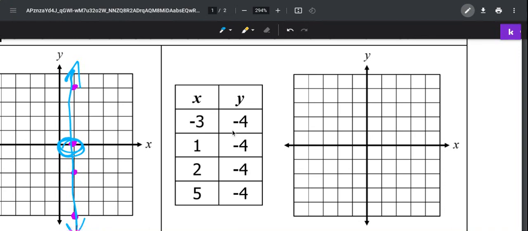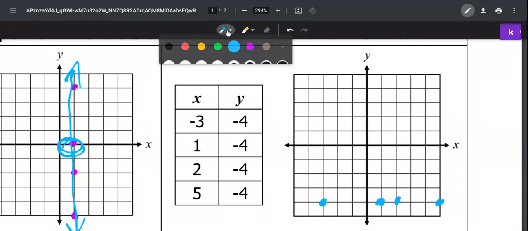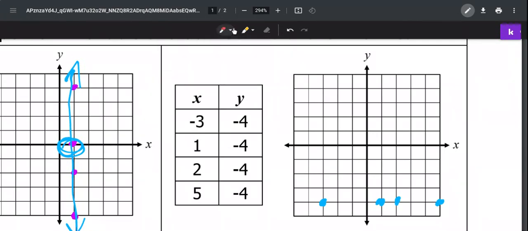So (-3, -4), then 1, 2, 3, and 1, 2, 3, 4, right here. Then 1 down to -4, then 2 to -4 right here, and then 5 to -4. Now notice if we draw a line through this, we have a flat, or horizontal, line.